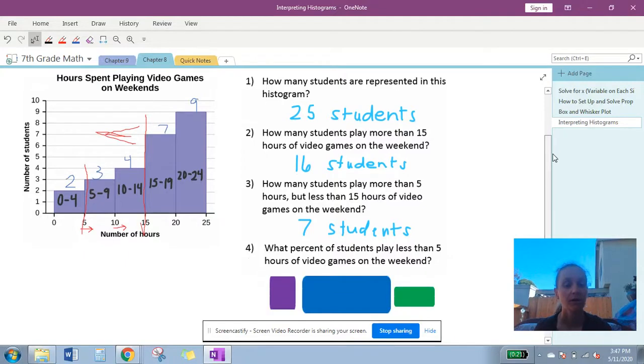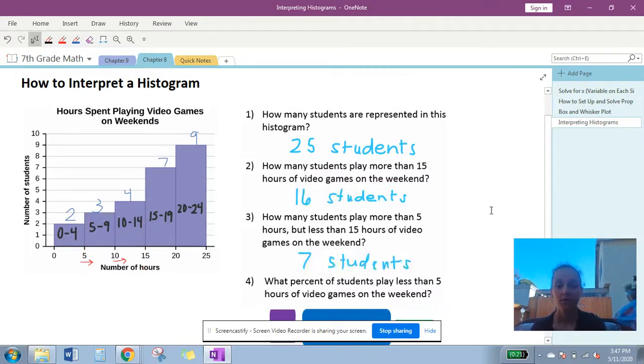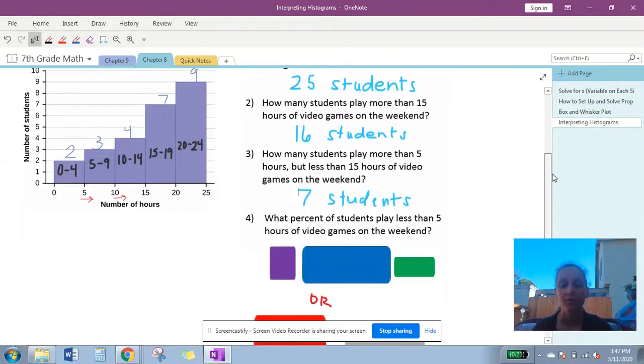Okay, last question. What percent of students play less than 5 hours of video games on the weekend? Okay, so this one's asking for percent. Okay, sorry. So let's see. First, let's find out how many students played less than 5 hours. So that's going to be this number right here. So we have 2 students out of 25 who played less than 5 hours, but it wants to know what the percent is.